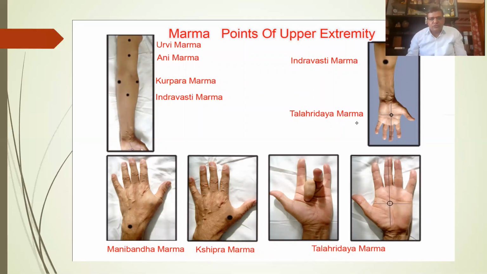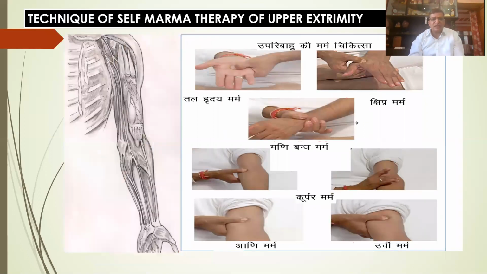Now come to the Marma points of the upper extremities: Urvi, Ani, Kurpara, Indravasti. You just go through this diagram. I already explained the Manibandha Marma, the Kshipra Marma, the Talahridaya Marma, and the finding of the Talahridaya Marma by this picture. Now, how do you do self Marma therapy? Marma science and Marma therapy is not only for treating the patient, but is also very effective for self healing or for keeping our health physically fit.